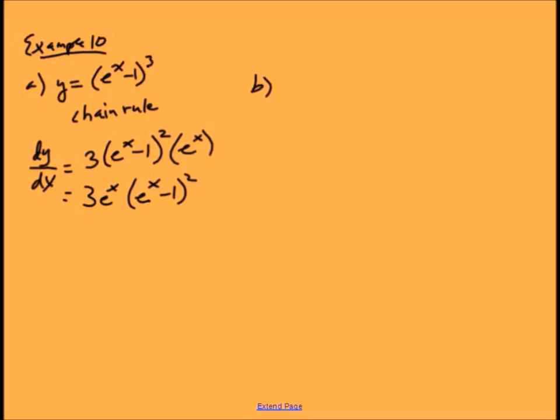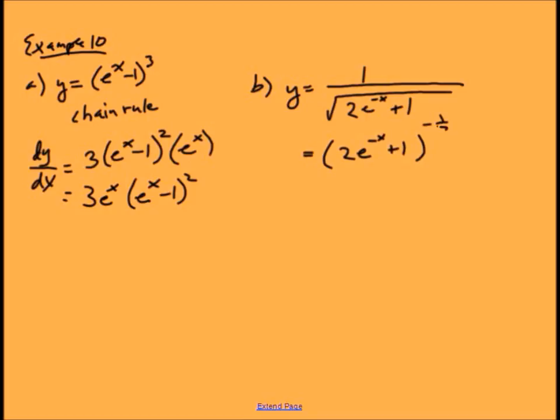And part B, y equals 1 over the square root of 2e to the power of negative x plus 1. Okay, in this case I think it would be easier to reconstruct this to look like 2e to the power of negative x plus 1, and that is actually to the power of negative 1/2. And then we can use the chain rule again. dy dx. Other ways of solving that would be using the quotient rule.